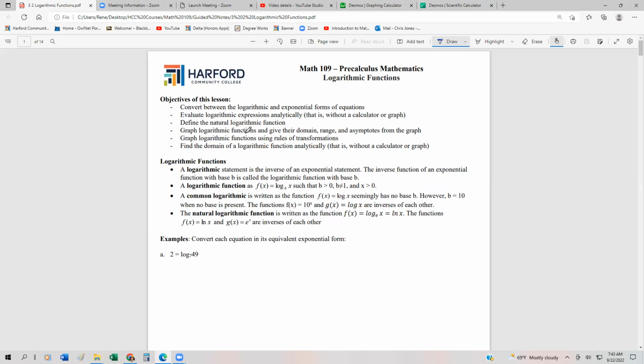All right, so basically, if I give you a log function, not using the graph or any sort of device, we're going to find the domain of that function.